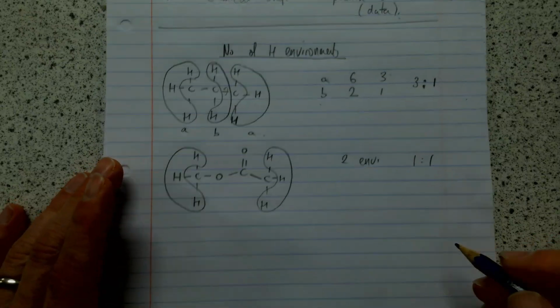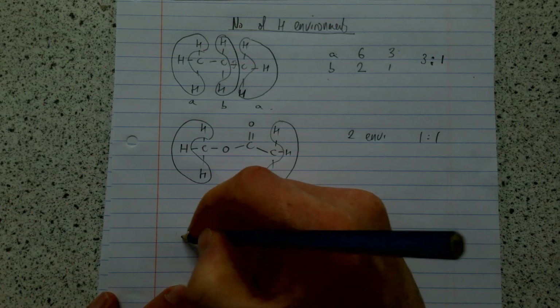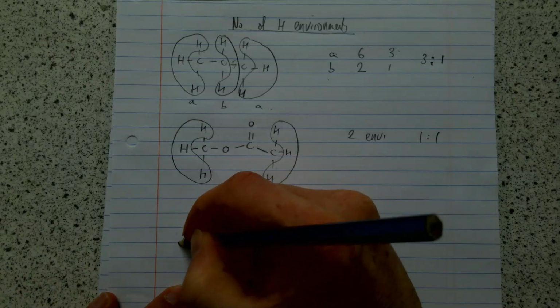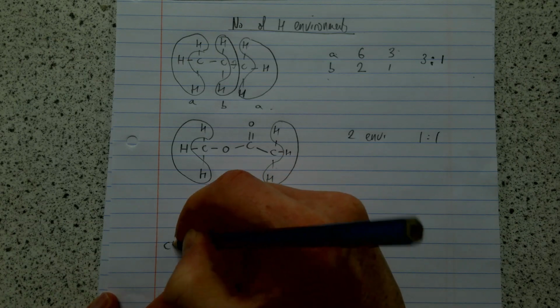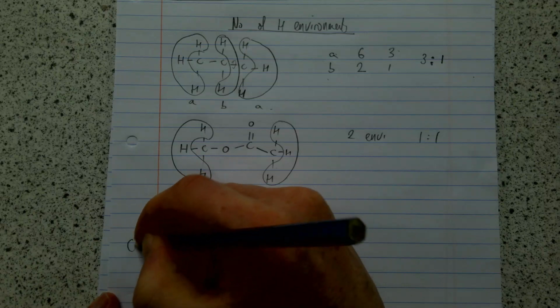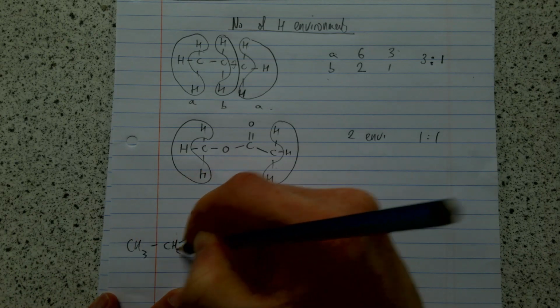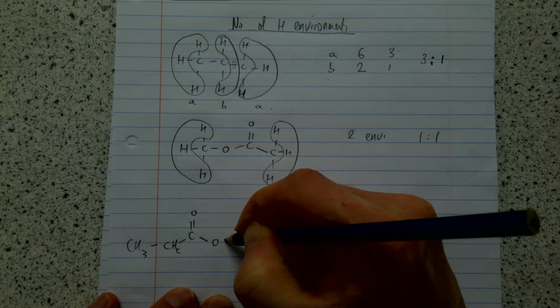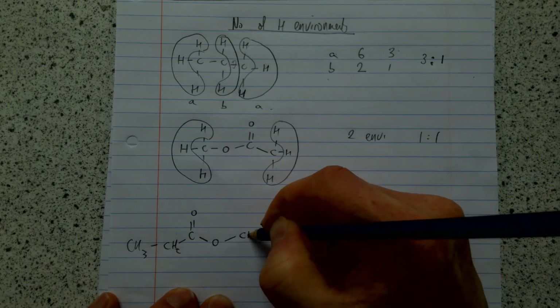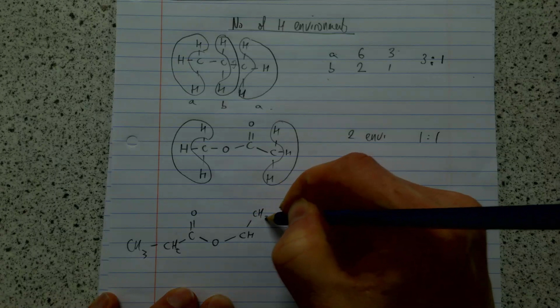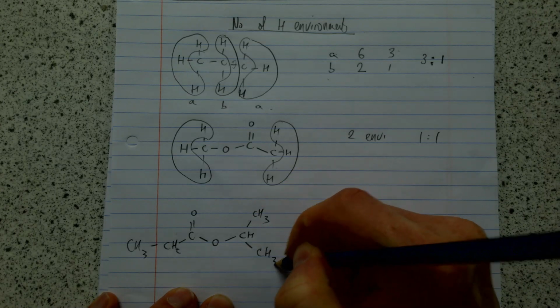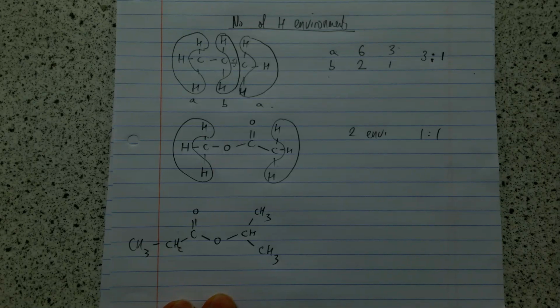Okay? So another example. So we're going to draw another ester now. So CH3, CH2. I've turned the ester around this time. This one's a little bit harder. I need to think a little bit harder. So what I want you to do, I'm going to pause the video for a second. I want you to tell me how many hydrogen environments you think there are and show me with fingers.